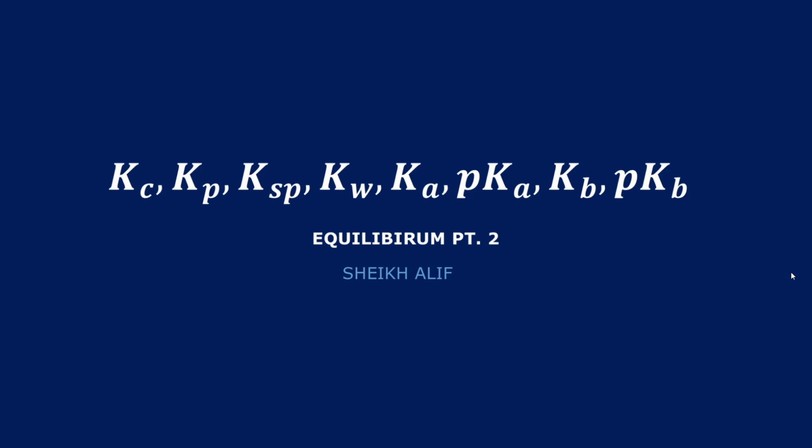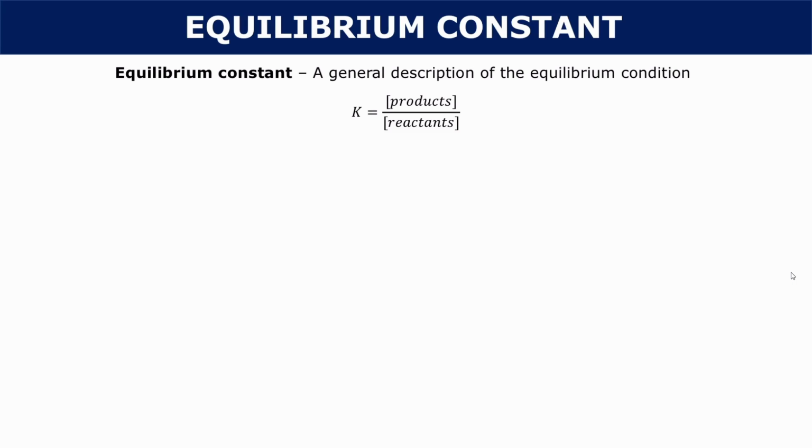Today we're going to go over a bunch of these equilibrium constants, so Kc, Kp, Ksp, Kw, Ka, Kb, etc. Let's start with a review of what the equilibrium constant is. Remember, it's just a general description of the equilibrium condition. And all of these equilibrium constants are going to follow this basic general form, where K equals the concentrations of the products over the concentration of the reactants.